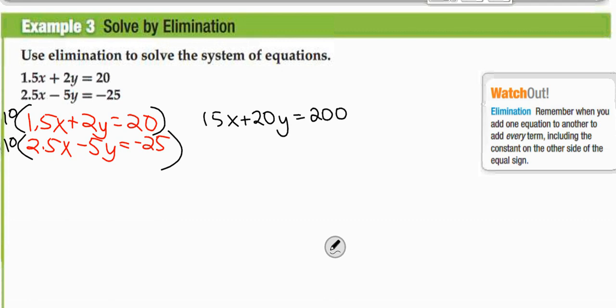Oh, okay. I would maybe just leave space for it then. And then start right here, or whatever you want. So then this one will be 25x minus 50y equals negative 250.